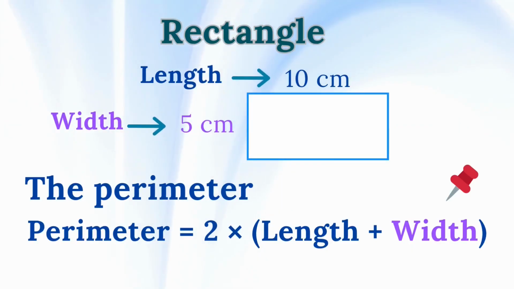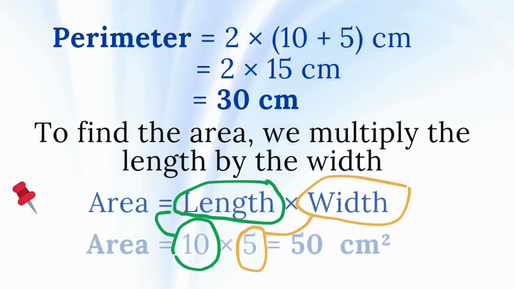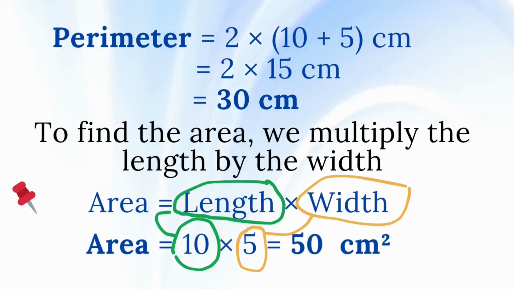To find the perimeter, we add up all four sides. Perimeter equals 2 times the sum of the length and width. That means perimeter equals 2 times (10 plus 5), which is 30 centimeters. To find the area, we multiply the length by the width. Area equals 10 times 5, which is 50 square centimeters. So, the rectangle's perimeter is 30 centimeters, and its area is 50 square centimeters.